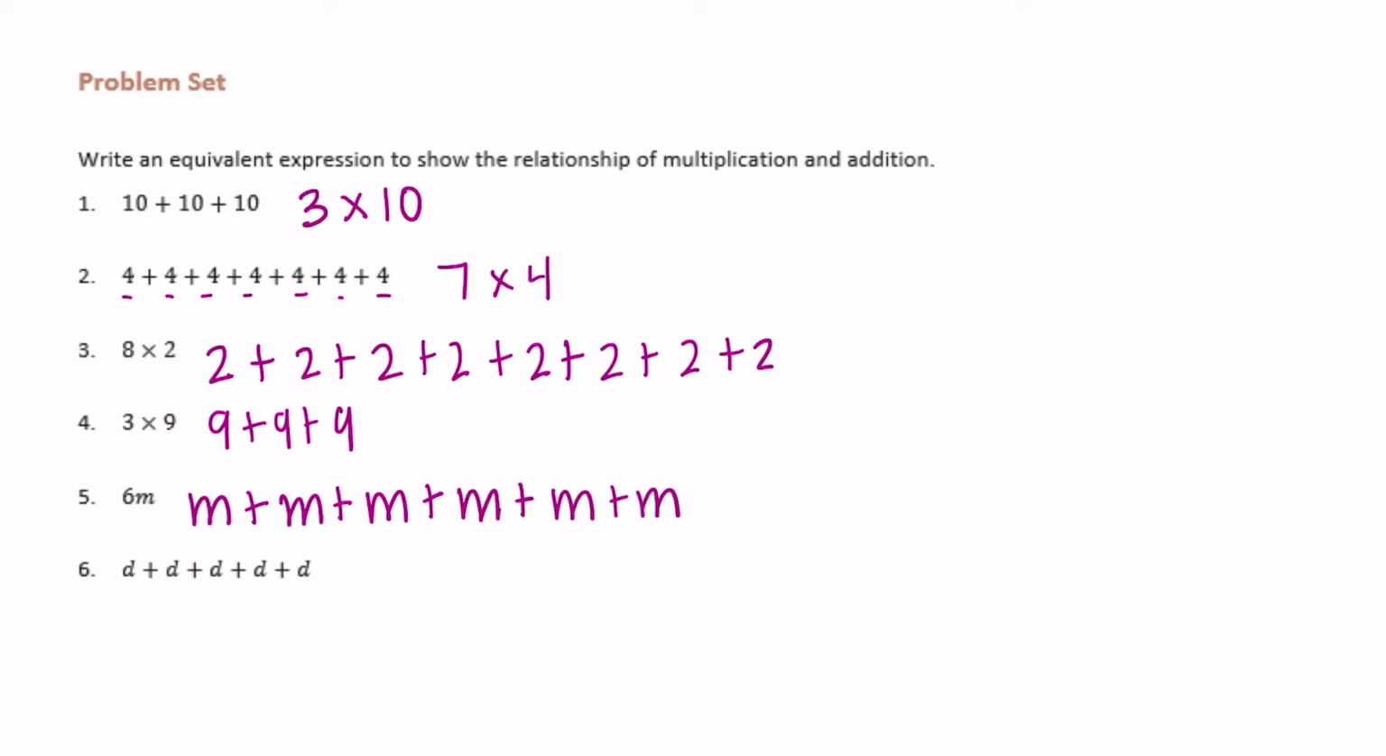And lastly, we have 1, 2, 3, 4, 5 d's, which would just look like 5d, because when you are multiplying a variable times a number, you can just write them next to each other. You don't need the multiplication sign in between.